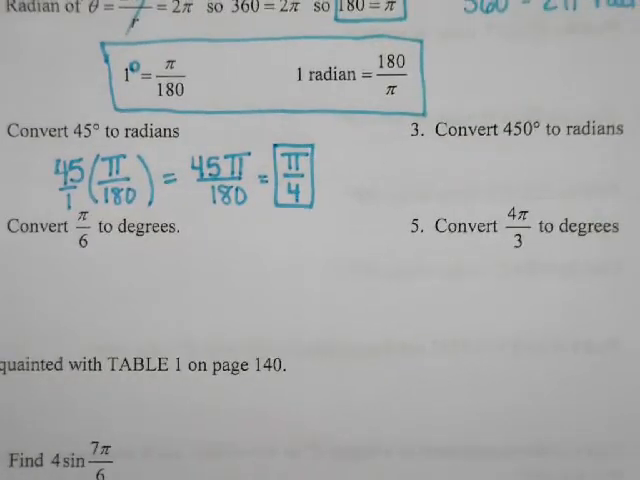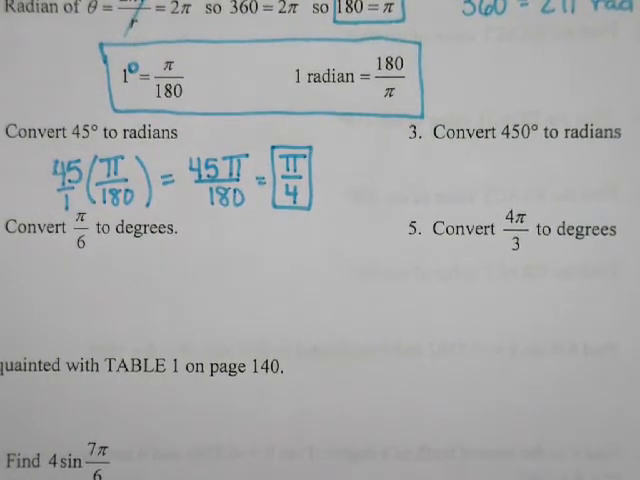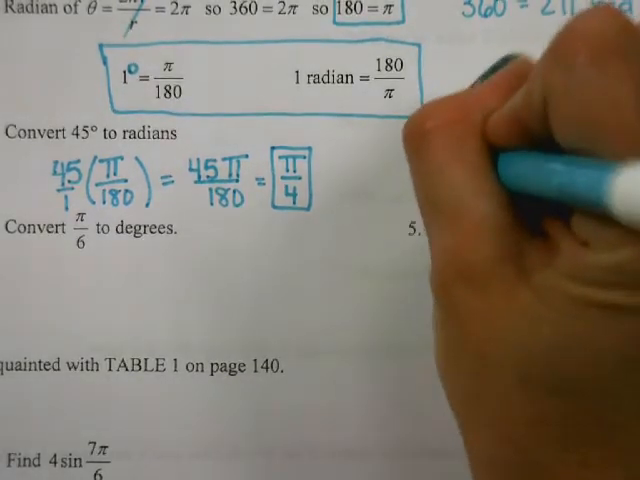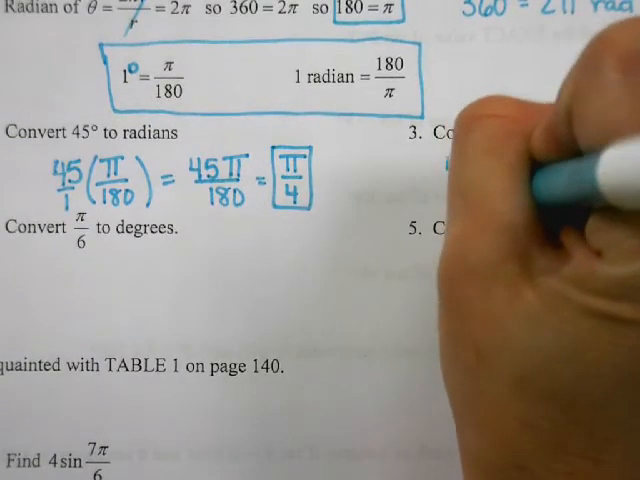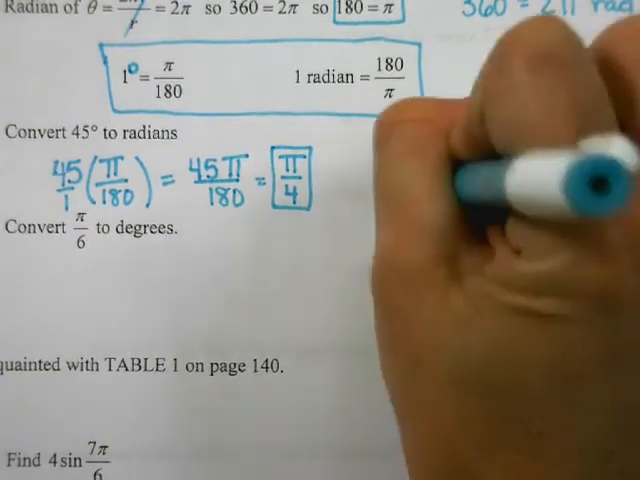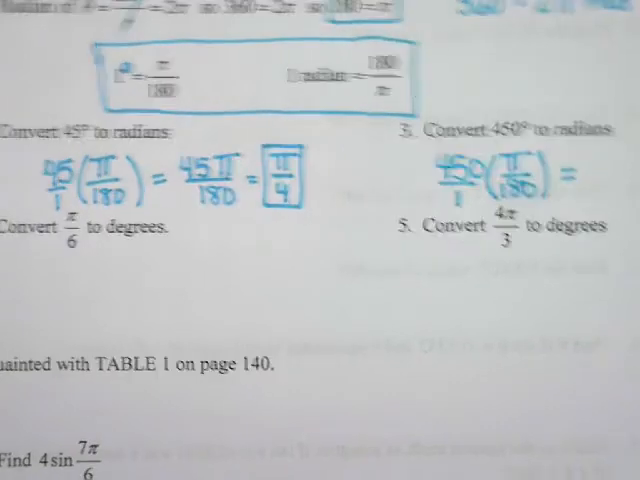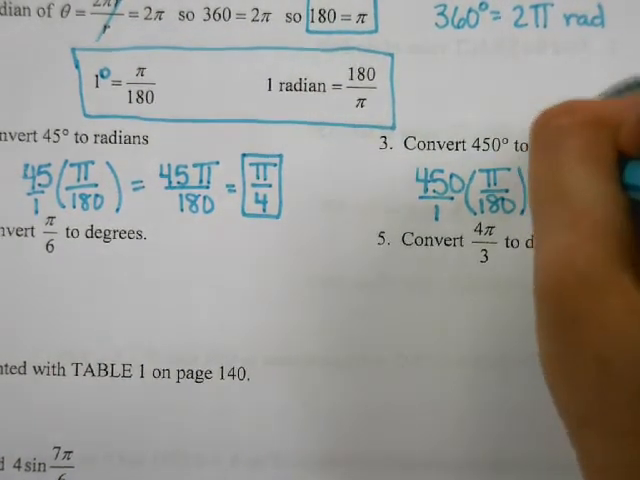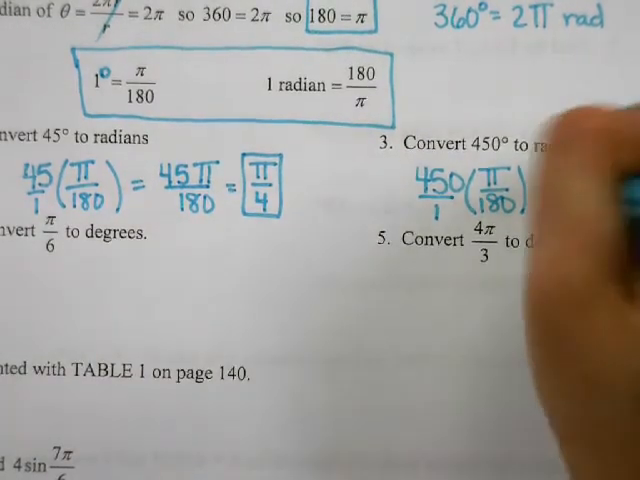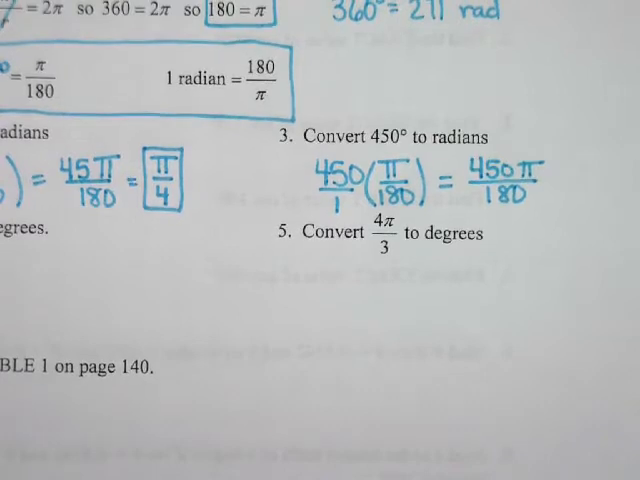Okay, so let's try 450 degrees to radians. Okay, so I want to take 450 times pi over 180, or 450 pi divided by 180, reduce that bad boy as my fraction.